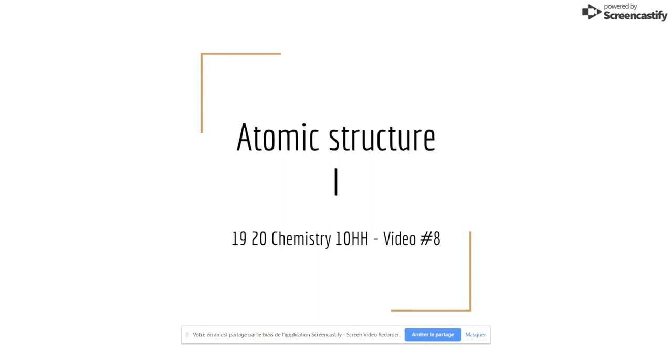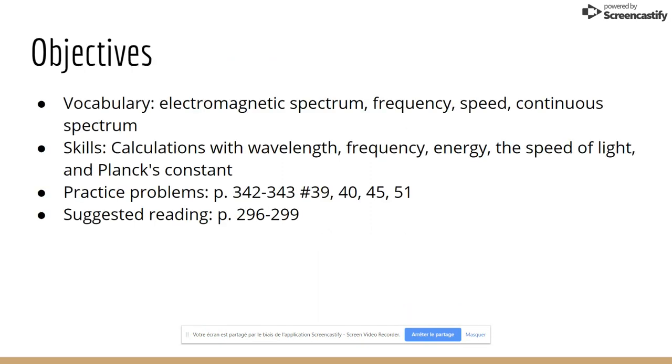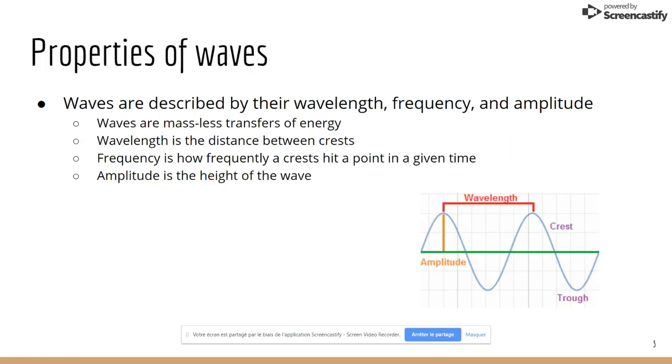We are in Chapter 7 of your textbook. Here are our objectives for today. We're mostly going to be talking about waves and light and how we discuss those two things in the context of atomic structure. Pause here. You will only need a rough sketch of the picture.